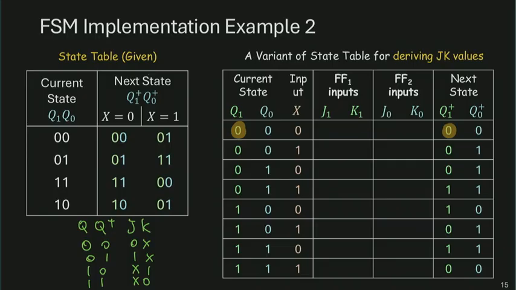I hope you had some time to work on this example in the meantime. Any questions about what we're trying to do over here? By putting everything in a single table, we get to see a clearer picture of the relationship between Q1 and Q1 plus and what we need at J and K, without having to worry about that special construction, the order of a K-map.